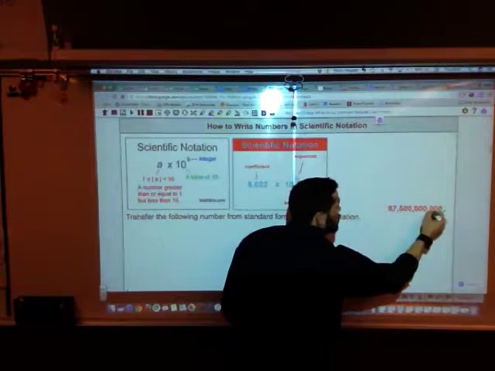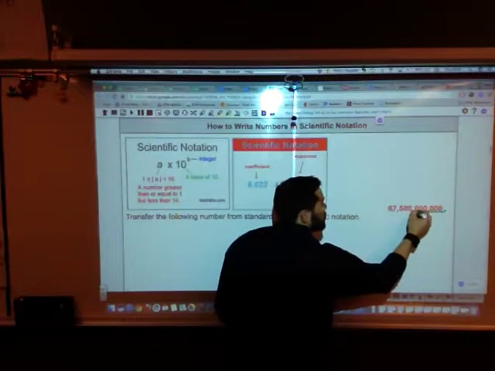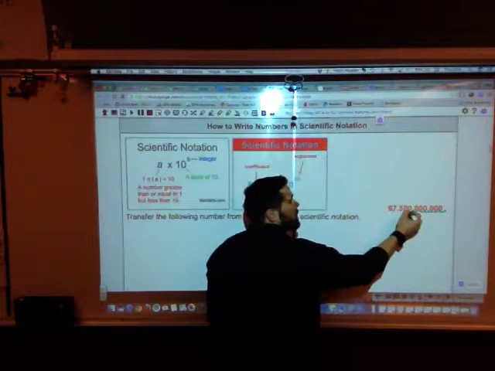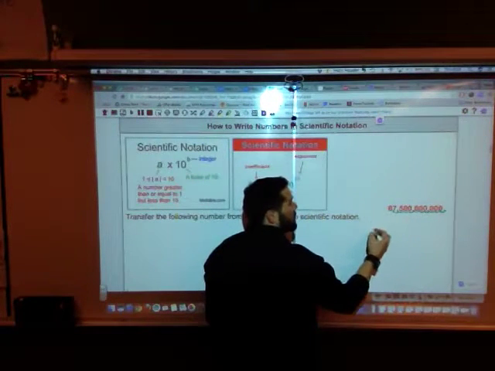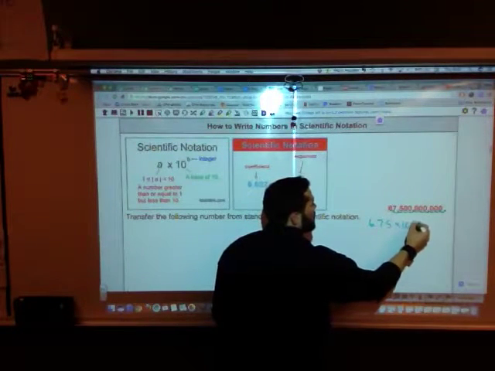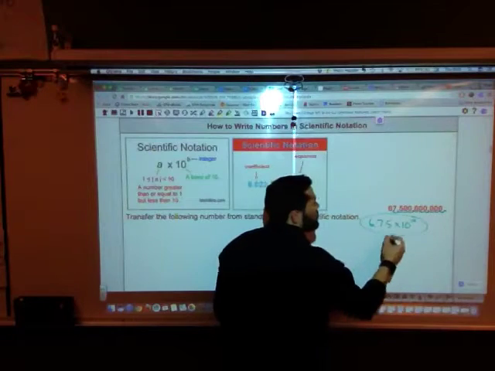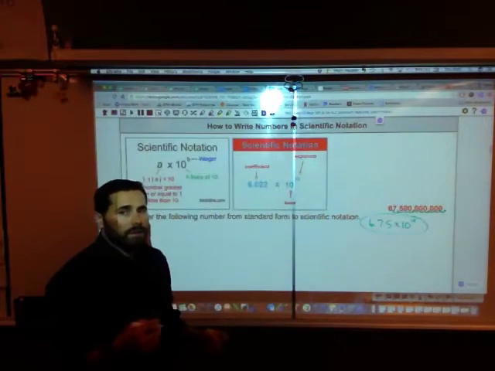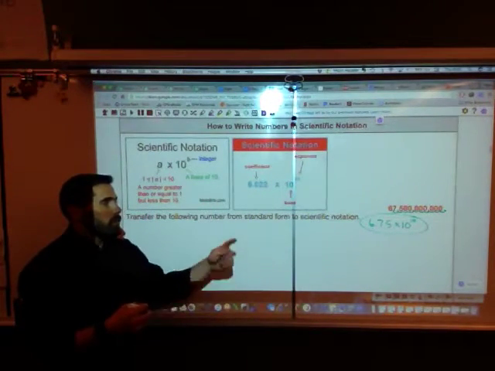So 1, 2, 3 to the next comma, 1, 2, 3, I'm at 6 now, at 9 now, 10. So 6.75 times 10 to the 10th. That's how you can go from standard form to scientific. You can go forward or backwards.